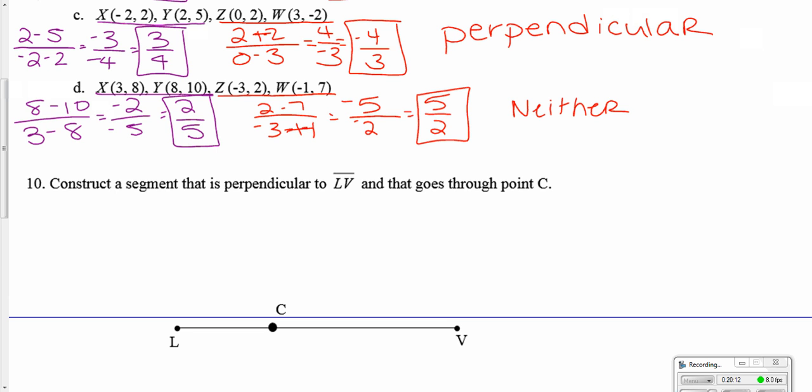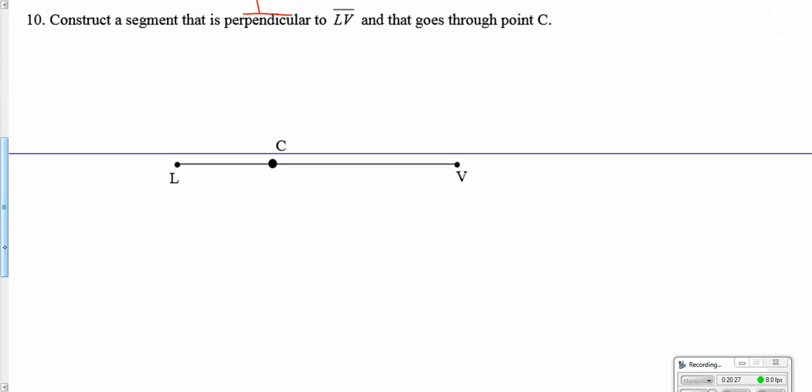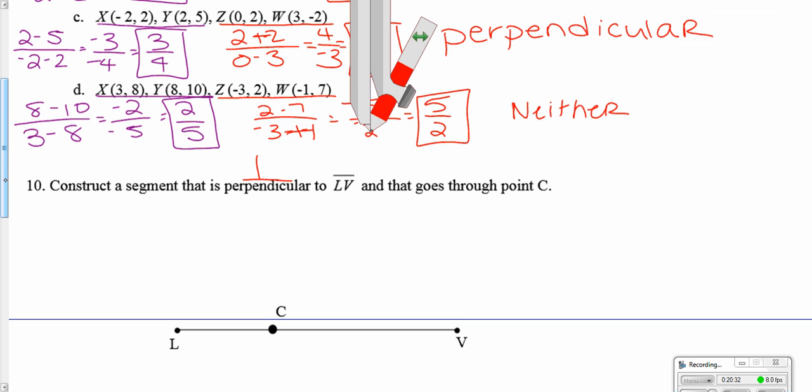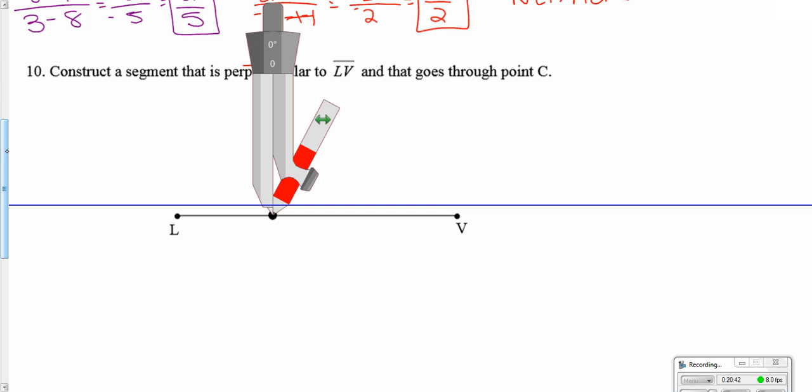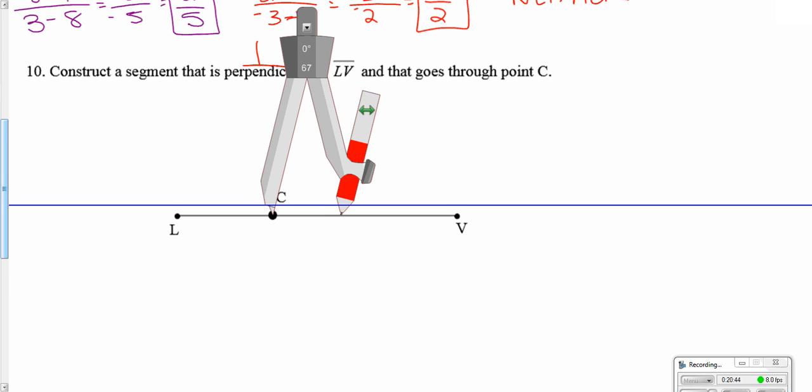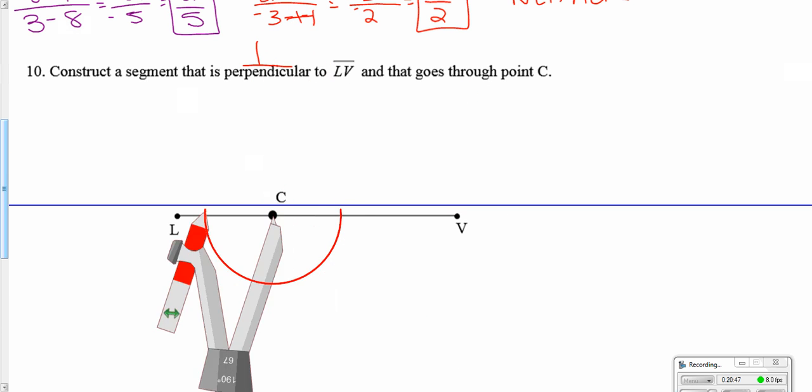And now we get to everyone's favorite, constructions. Construct a segment that is perpendicular. I'm marking off what that means. It's LV and goes through point C. So this is an on-the-line construction. So I get my handy-dandy compass, which then went up here. It's not so handy-dandy. Put my compass on point C. Since this is a perpendicular on the line, my first step is to open my compass up so that I can make an arc that intersects my line on both sides of C. That is just like that.